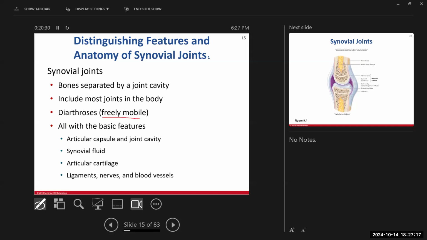If you look at the characteristics there, you're going to have a joint capsule and a cavity inside filled with synovial fluid. You're going to have bones articulating with one another, but what covers the ends of those bones is going to be that hyaline cartilage that we call articular cartilage. And within the joint, because we're including the joint capsule, we're going to see blood vessels, tendons, ligaments, and nerves. So in these types of joints, you're seeing lots of different types of tissues.